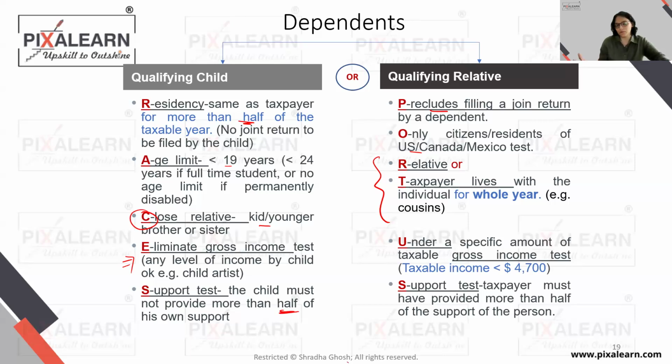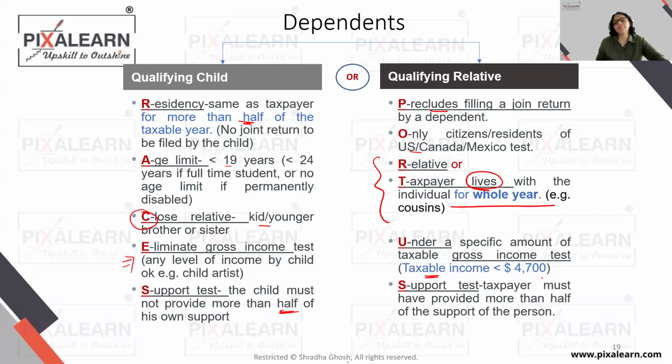But let's say there's a friend who's coming and staying with you. In that case, the friend can qualify as a dependent, provided that friend is not filing his or her own return and also not filing a joint return with somebody else. And also that person is living with you for the whole year. Okay. So ideally, the person has to be related or has to stay with you for the entire year. This is where we are a little lenient and would allow people who are not related to you also to be claimed as your dependent.